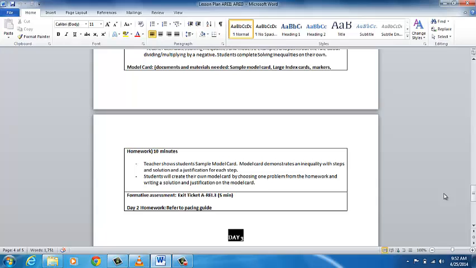Really what a model card is, it's asking students to create a question, complete the question, and then have justification and steps explained, as if they were teaching it to their younger brother or little cousin. Students will have the homework and the exit ticket at the end.